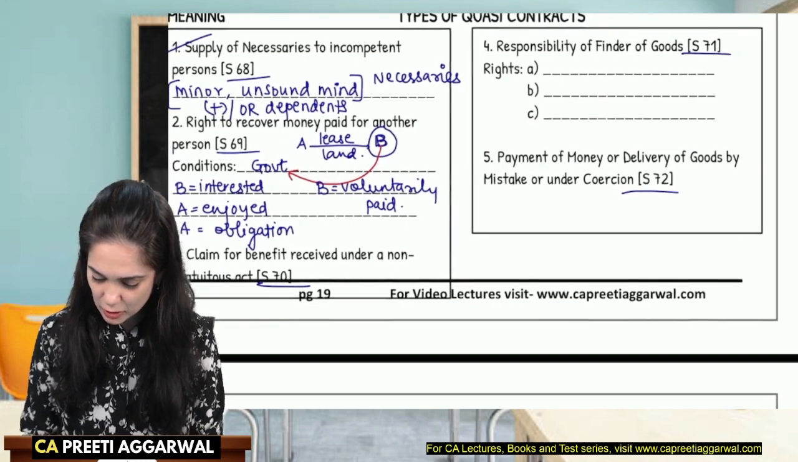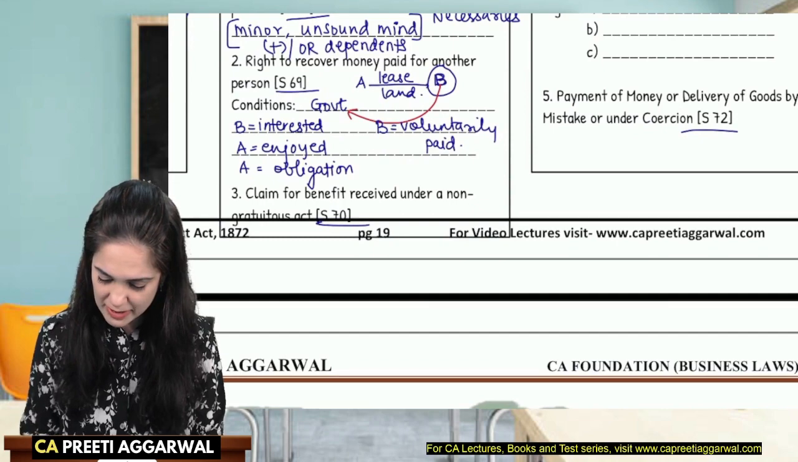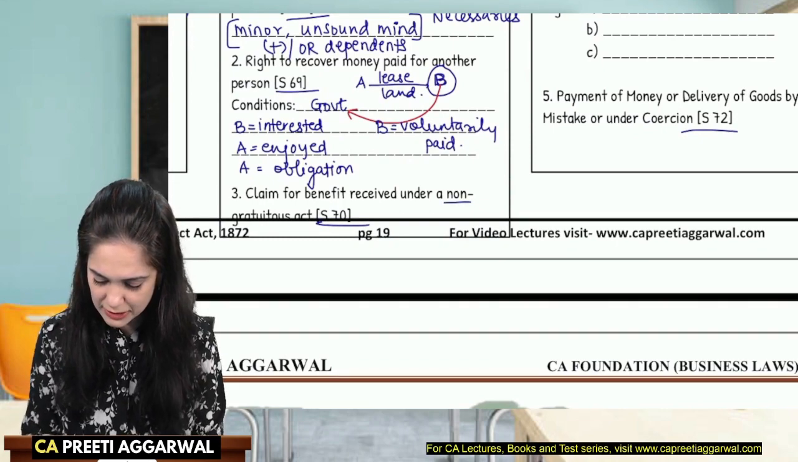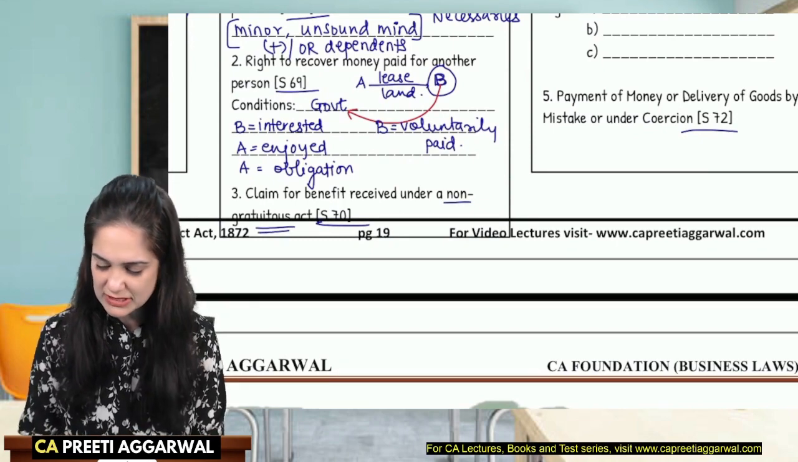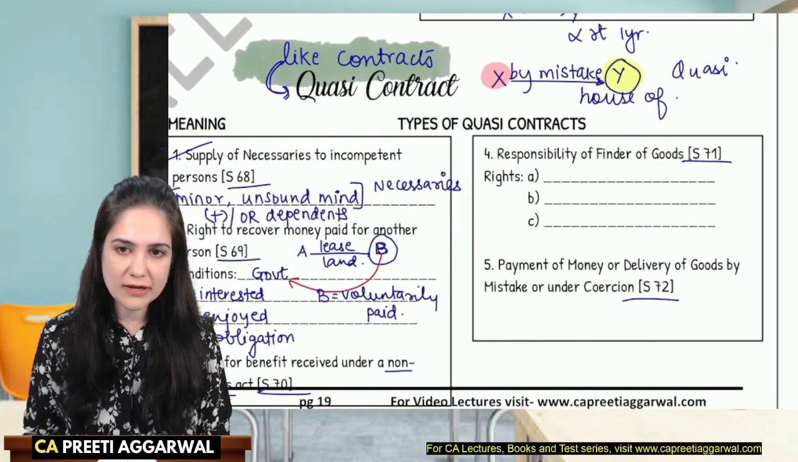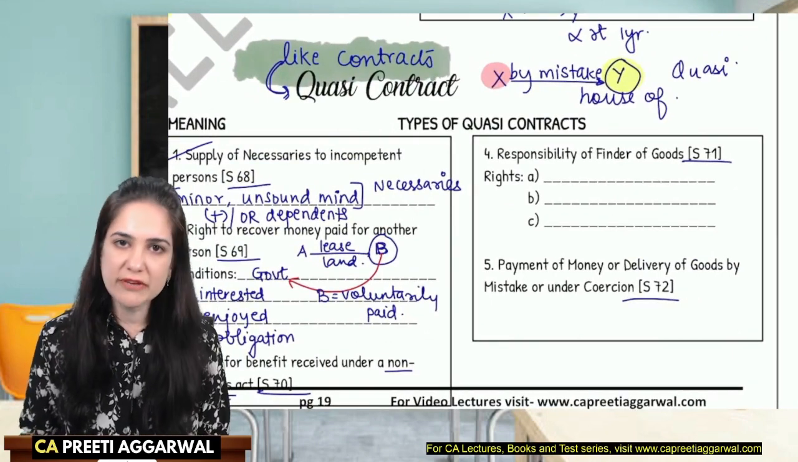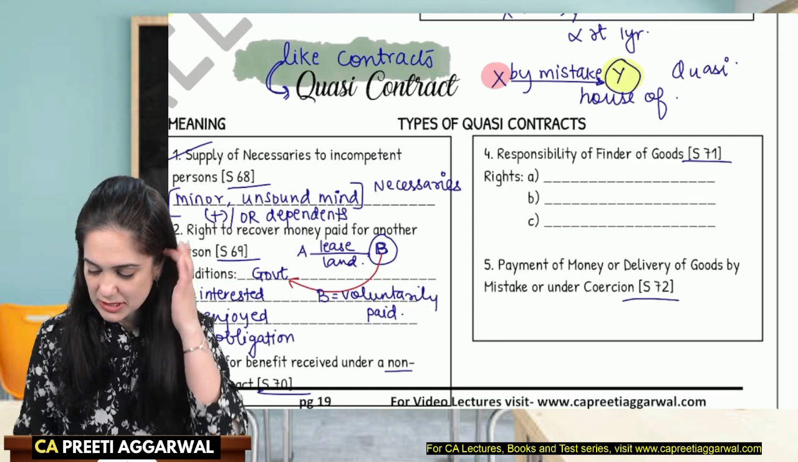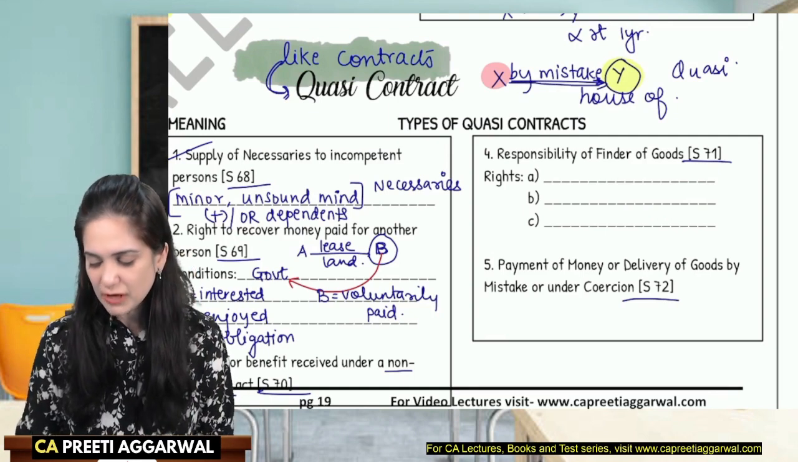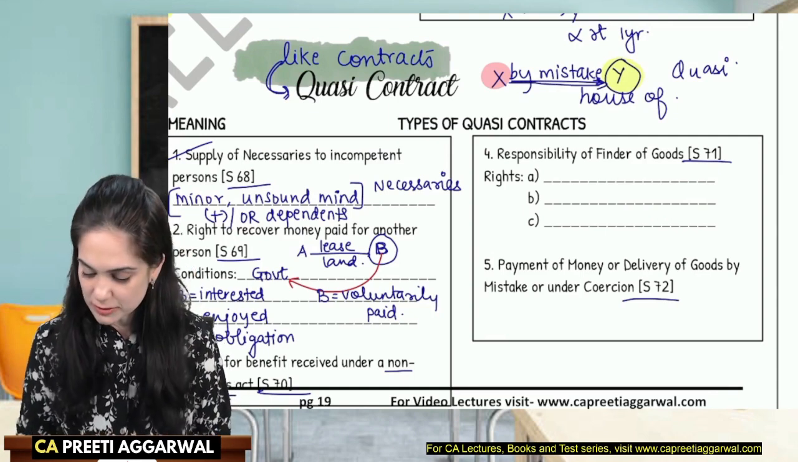Next, we have the obligation, claim for benefit received under a non-gratuitous act. The example which I discussed with you was for a non-gratuitous act. So here the person is not giving a gift. He's not doing it gratuitously, but he expects to be paid. If you have used the goods, you will have to pay for the goods.